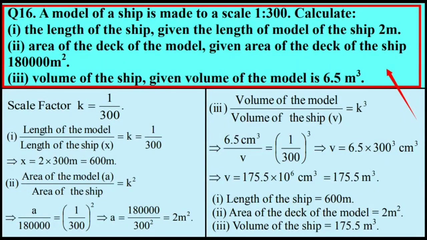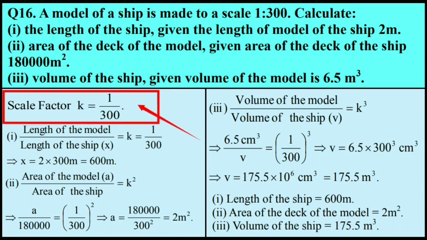The next question number 16, and this question is based on the application of model. The question says, a model of a ship is made to a scale 1:300. Calculate number 1, the length of the ship, given the length of the model of the ship is 2 meter. Number 2, area of the deck of the model, given the area of the deck of the ship is 1,80,000 meters square. And point 3, volume of the ship, given the volume of the model is 6.5 meter cube.